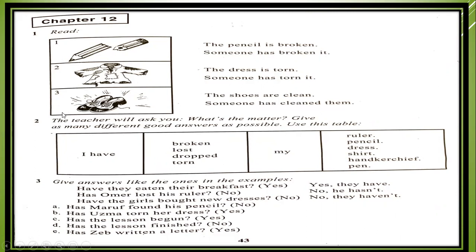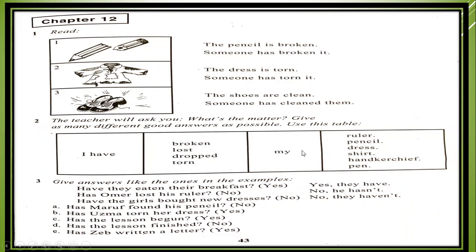Okay. Look, exercise 2. The teacher will ask you, what's the matter? Give as many different good answers as possible. Use this table. Suppose your teacher asks you, what happened? Then you will tell her, I have broken my ruler. It means the action has completed. You have already broken your ruler and you're just informing the teacher.